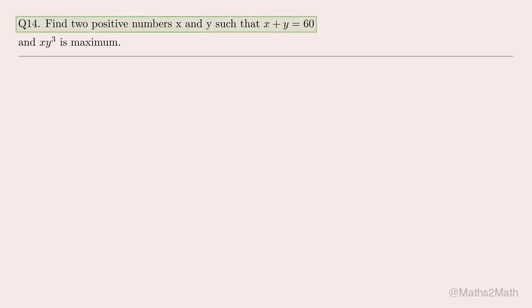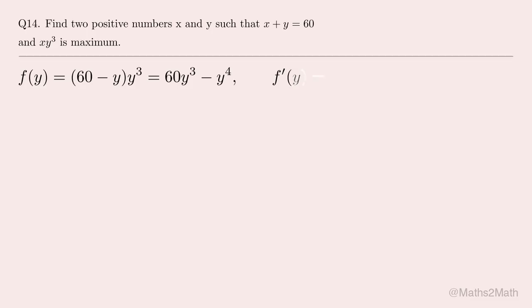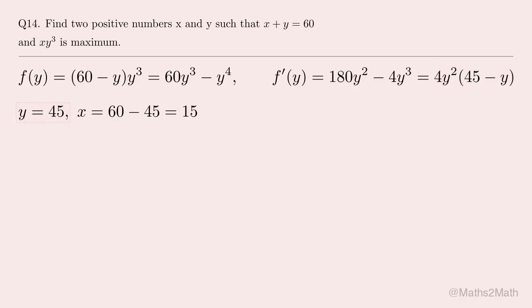Question 14. 60 split so that x times y cubed peaks. Eliminate x and differentiate in y. Substitute x equals 60 minus y and differentiate the quartic. The positive critical point is y equals 45, a maximum by the sign change. Then x is 15.